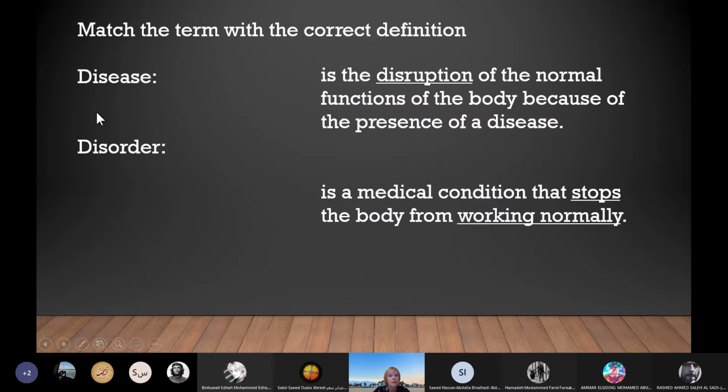Okay, so the second unit was on diseases and disorders. Which of these correctly defines disease? Is it a medical condition that stops the body, or is it a disruption? Disruption. Yes, so the medical condition is a disorder. That's why I've underlined these words here. Disruption is what happens when you have the disease. When you have a disordered function, it is because you have the disease.